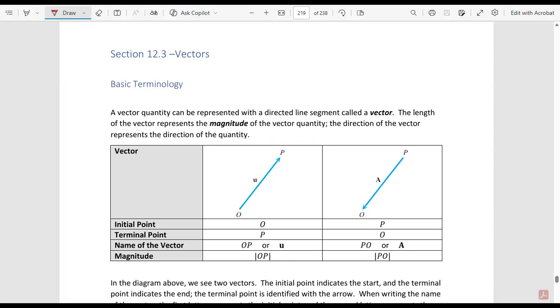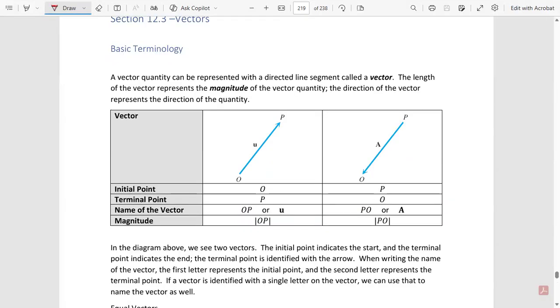For naming a vector, we have different forms. We can show the name of a vector by just giving it a name like vector u, or by using the initial and the terminal point of the vector. And we always start from the initial. So for the first example, we call the vector OP, or we can call it vector u.